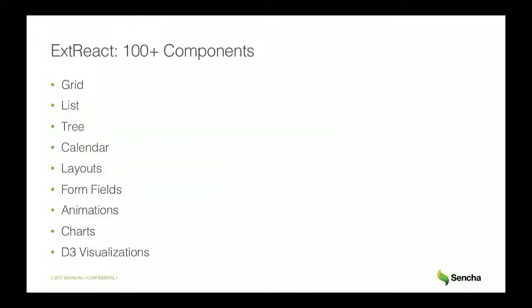So stepping back, what is ExtReact for React developers? Basically, it's 100+ components, and these are some of the highlights that I think are probably most worthwhile for React developers, but there's a lot of stuff in the box. So things like grid and list and tree. There's a full-fledged Gmail-like implementation of calendar, various different layouts, certainly all the form fields that you would expect, everything implemented based on the material design UI spec, animations, charts, and then advanced D3 visualizations, and obviously a ton of stuff on top of that as well.